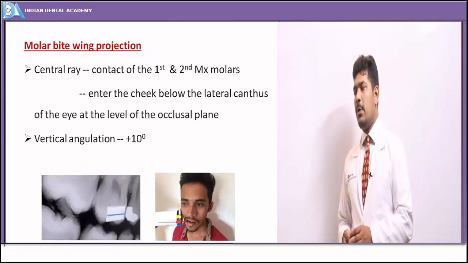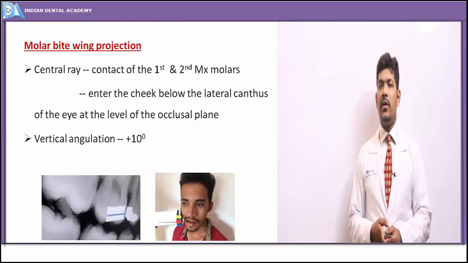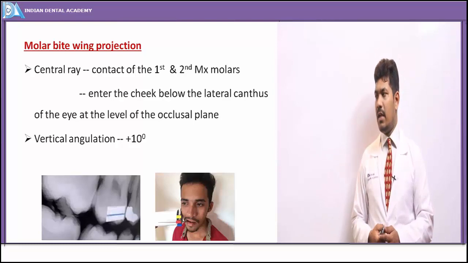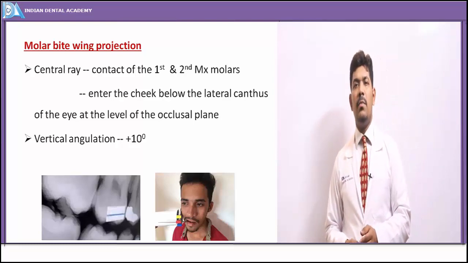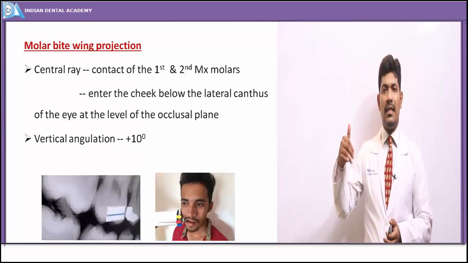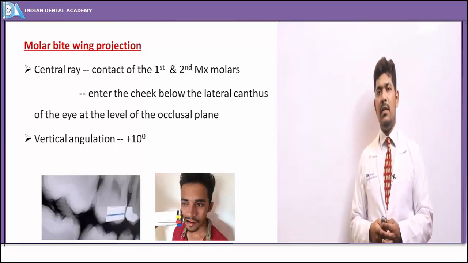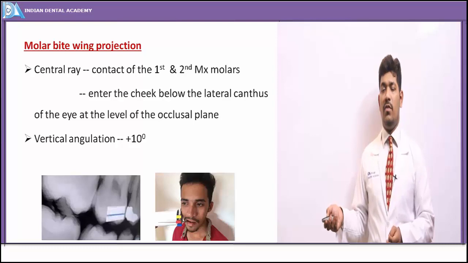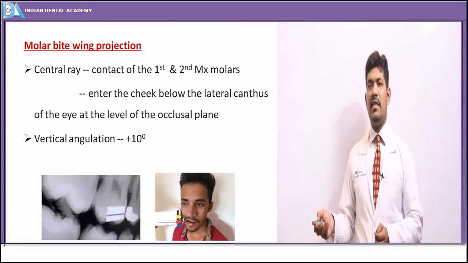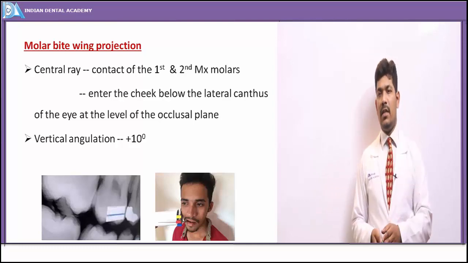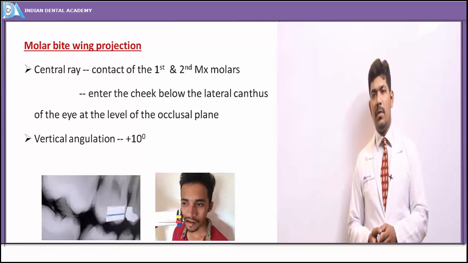Similarly, for a molar bite-wing, the central ray passes through the contact point of the first and the second molars. It enters the cheek below the lateral canthus of the eye. Because of the much greater angulation of the curve of Monson, we give +8 to +10 degrees positive angulation. The placement of the cone and the positioning of the patient are the same. The only difference is the central ray passes through the perpendicular which is dropped from the lateral canthus of the eye and meets the occlusal plane.